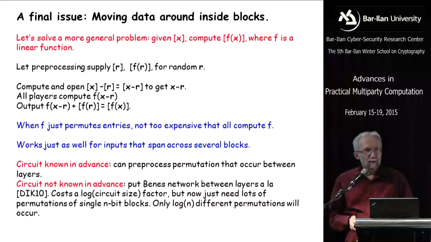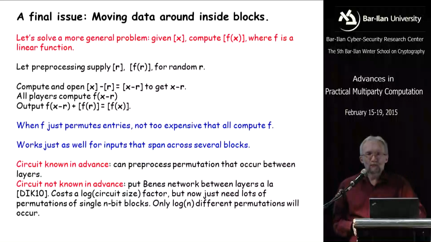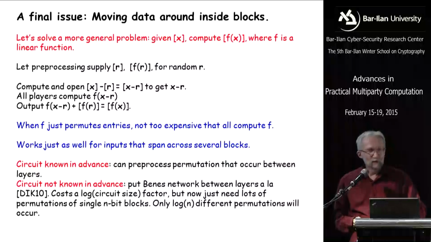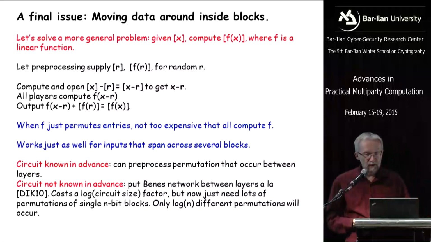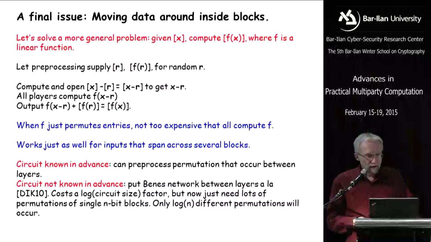So the point is, when we pre-process, we know that we won't need other permutations inside blocks than these. So therefore, it's not so hard to pre-process here either. I mean, we know what we need, even if we don't know the circuit. Of course, this comes at the cost of blowing up the circuit a little bit, but yeah. Okay.